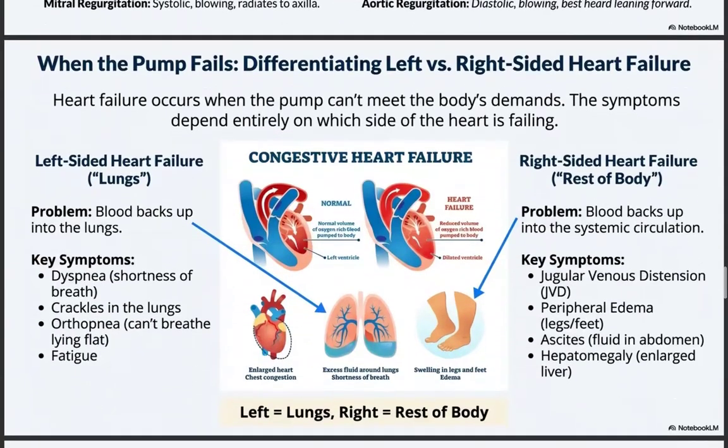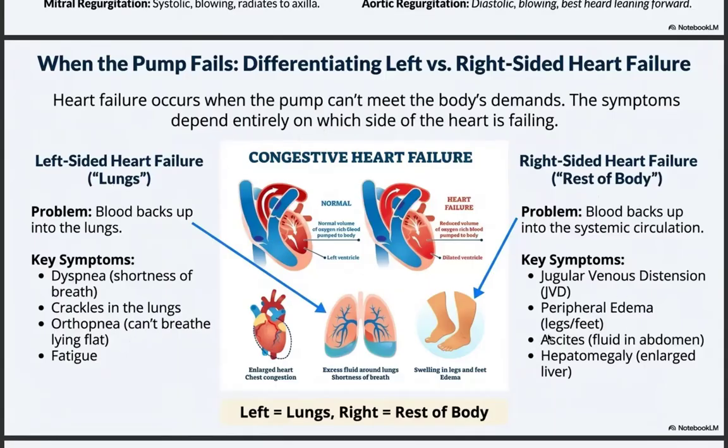Okay, heart failure. So if you guys can remember, left side is your lungs. So L and L, left and lungs. And right-sided is rest of the body, R and R, right and rest. Then you guys should be all good with the left-sided versus right-sided heart failure. Also keep in mind there's something called orthopnea, which means that if you are laying flat, you can't breathe. Make sure you guys remember what that means.